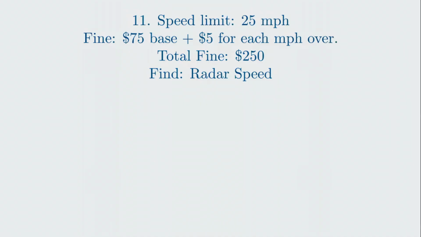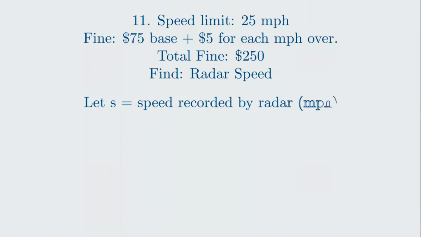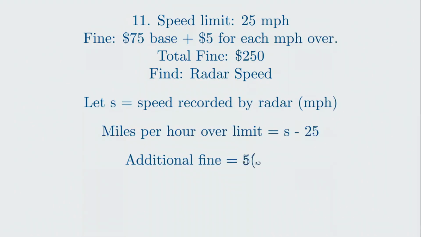Let's define our variable. The question asks for the speed recorded by the radar. Let's use the variable s to represent the speed in miles per hour that the radar recorded. The additional fine is based on how much the driver was exceeding the speed limit. The limit is 25 mph. So, the number of miles per hour over the limit is the recorded speed, s minus 25. The additional fine is $5 for each of these miles per hour. The additional fine is $5 times the quantity s minus 25.